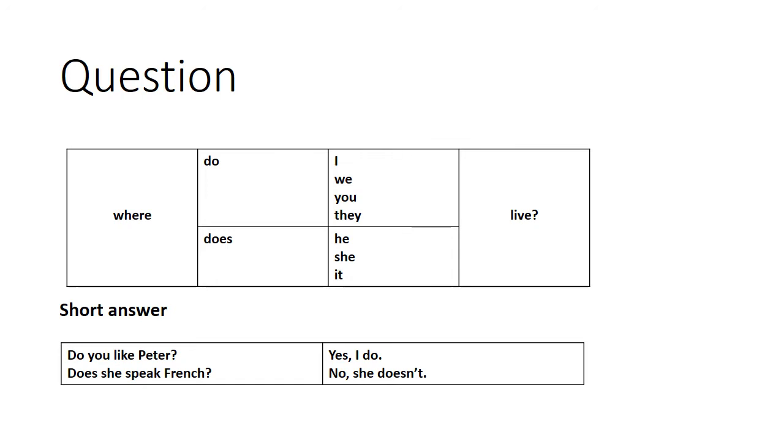This is clear. And if I make a short answer, like if I begin the question with, do you like Peter? The answer will be, yes, I do. This is a short answer. Does she speak French? No, she doesn't. This is the short answer in the negative.